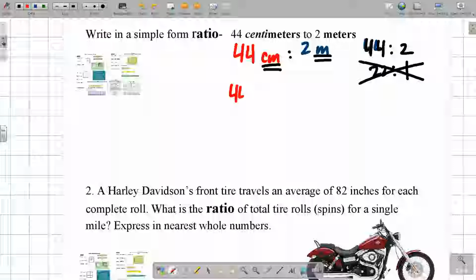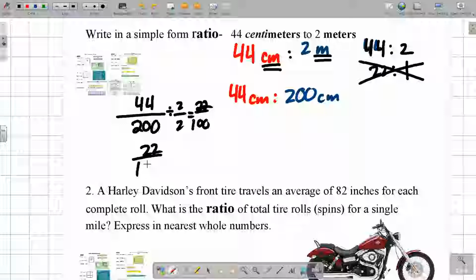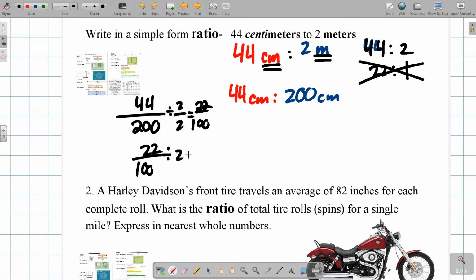So this is going to be 44 cm to 200 cm. Now you reduce 44 and 200. I'm going to start dividing both by 2. And I get 22 over 100. I can still divide by 2 again. I get 11 over 50. So your final ratio should be 11 to 50. That is your final ratio there.